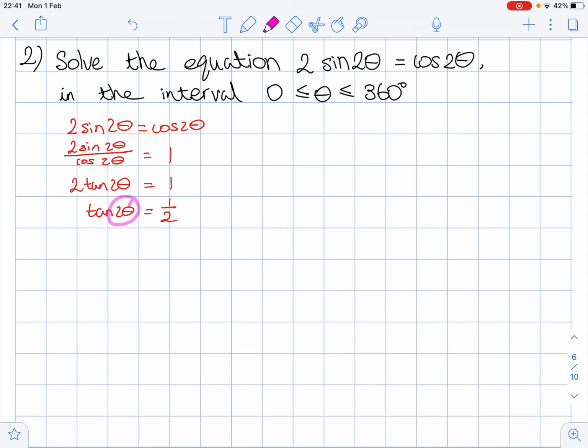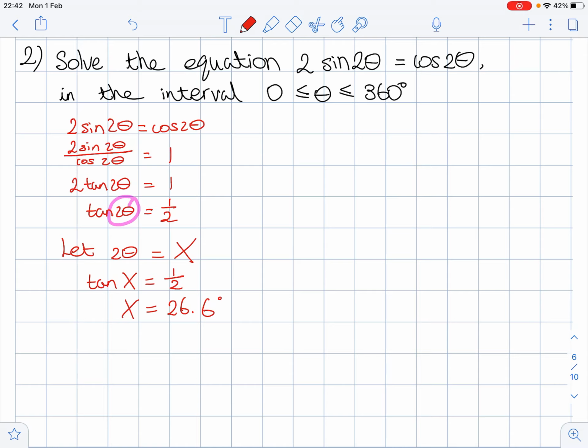Then again, what we do here is we always let 2 theta equal x. Then we can solve to find our principal value. So we have tan x equals 1/2. Therefore, our x is the same as 26.6. So this is my principal value.